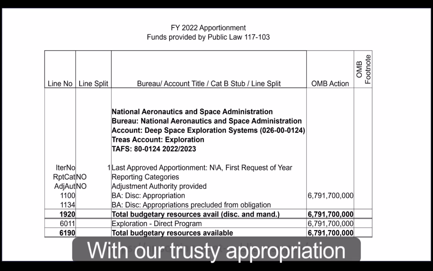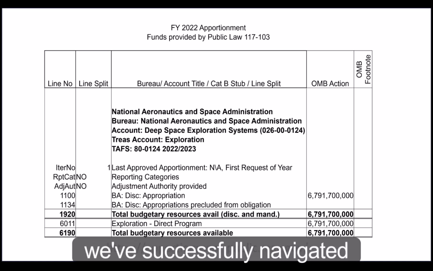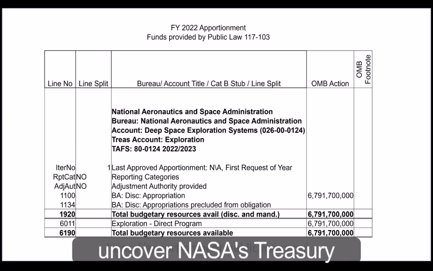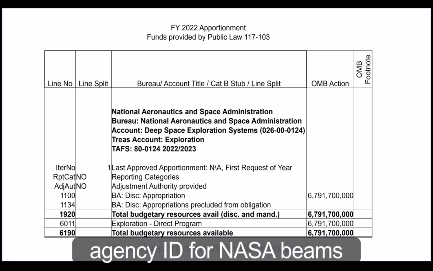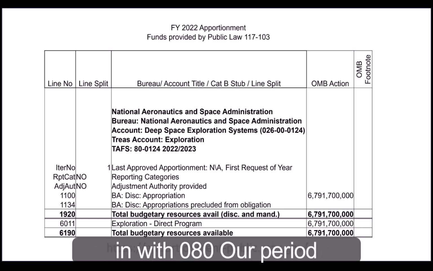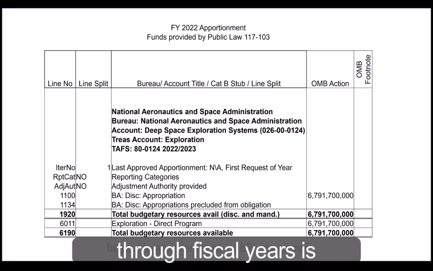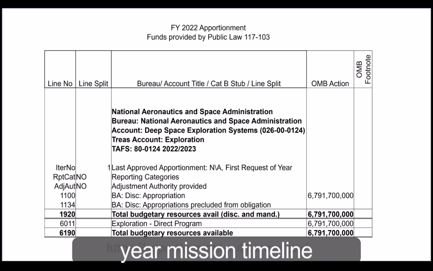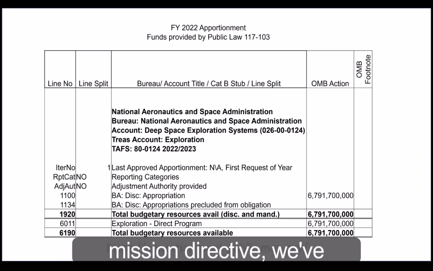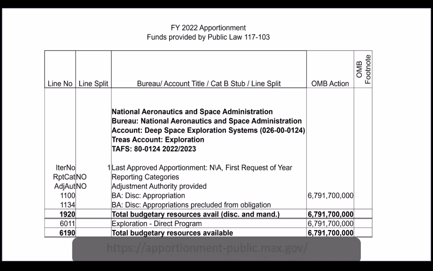With our trusty appropriation language as a guide and the Fastbook as our star chart, we've successfully navigated the financial cosmos to uncover NASA's Treasury Account Symbol. We've decoded the symbol and the message is clear. The agency ID for NASA beams in with 080. Our period of availability for this journey through fiscal years is 2022/2023, marking a multi-year mission timeline. With exploration as our mission directive, we've locked into the main account number, 0124.